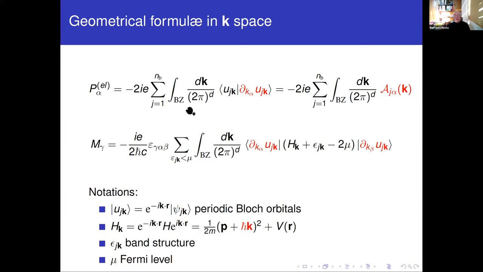Now, let's go back to what I've shown before. The electronic part of polarization is this integral, which I've said before is essentially a Berry phase, and is the integral of a quantity called the Berry connection. This Berry connection is a geometrical property. It is gauge dependent. What does gauge mean? Because we are speaking of gauge dependence, gauge invariance.